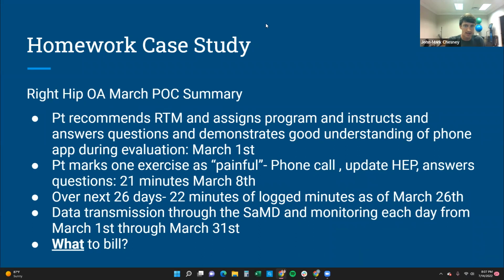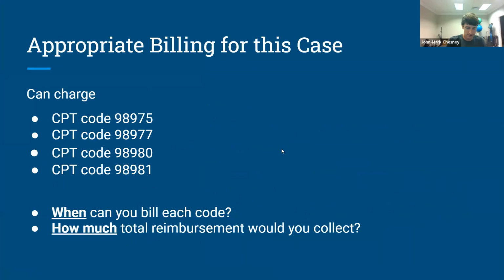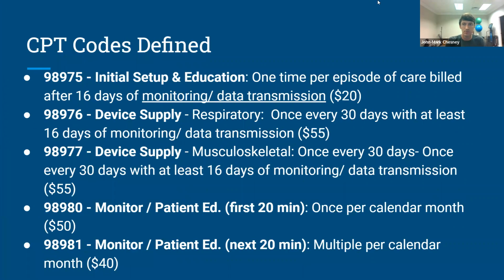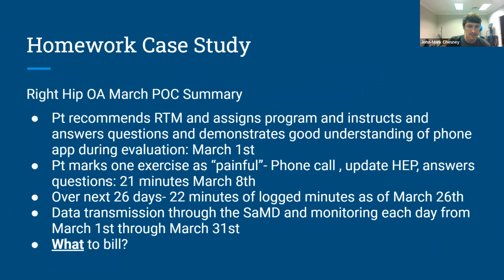98975. That is the initial setup, so yes, that is one that is qualified for. Going back, 98975 initial setup: we do meet that because we had the initial training and education, and there's been at least 16 days of monitoring and data transmission that we can see. So that is correct. And then we can see there were 21 plus 22 minutes.